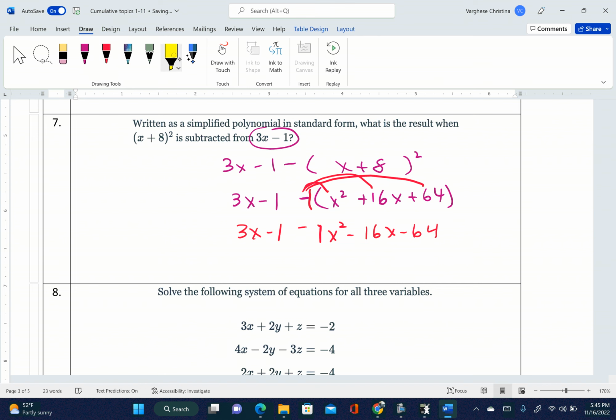And then now all we're doing is combining like terms. So the -16x and the positive 3x.